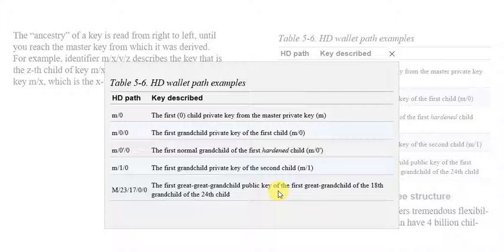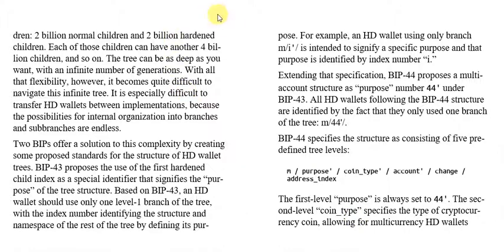Navigating the HD wallet tree structure. The HD wallet tree structure offers tremendous flexibility. Each parent extended key can have 4 billion children: 2 billion normal children and 2 billion hardened children. Each of those children can have another 4 billion children, and so on. The tree can be as deep as you want, with an infinite number of generations. With all that flexibility, however, it becomes quite difficult to navigate this infinite tree. It is especially difficult to transfer HD wallets between implementations, because the possibilities for internal organization into branches and sub-branches are endless.